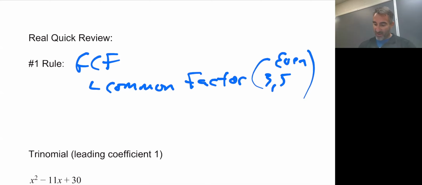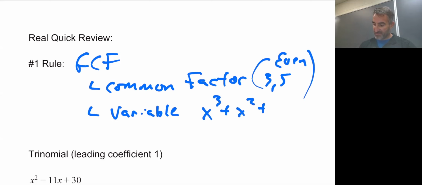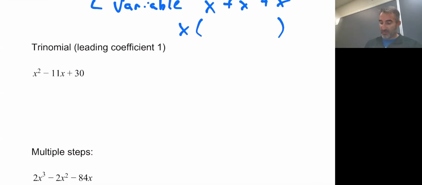And then always look for the variable. Do they all have a variable? Something like this, x cubed plus x squared plus x. They all have a variable. So I can take out an x, and then that part, remember, is division. Okay, so now trinomial. It's called a trinomial because it's got 3 terms.